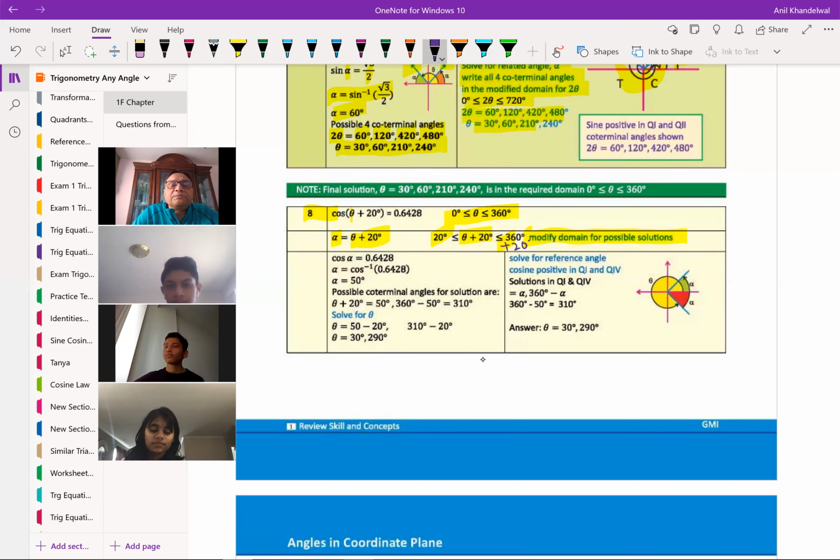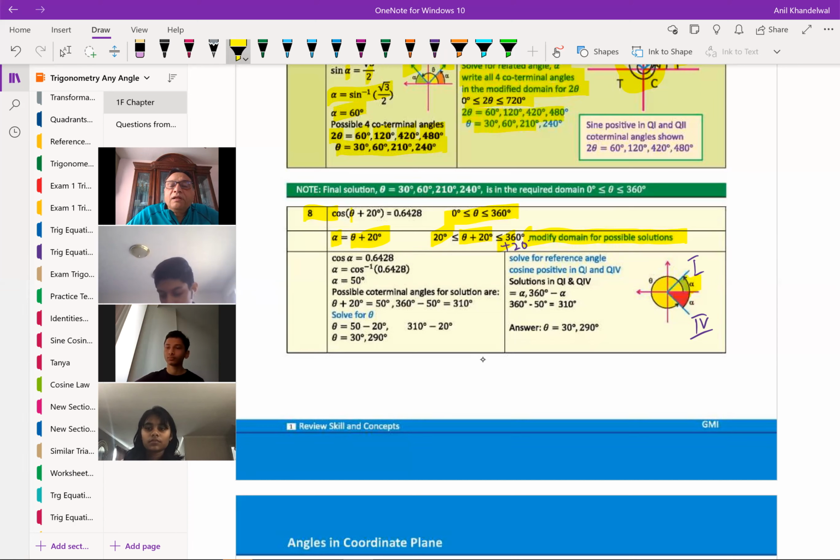Now, first step first, cosine is positive. That means we are looking for solutions in quadrant 1 and in quadrant 4. Clear? Now, related acute angle is always positive. We are taking the positive value 0.6428 using the calculator to find alpha as cos inverse of 0.6428, and we get alpha as 50 degrees, rounded to a whole number, correct? So we know this angle alpha here is 50 degrees, right?